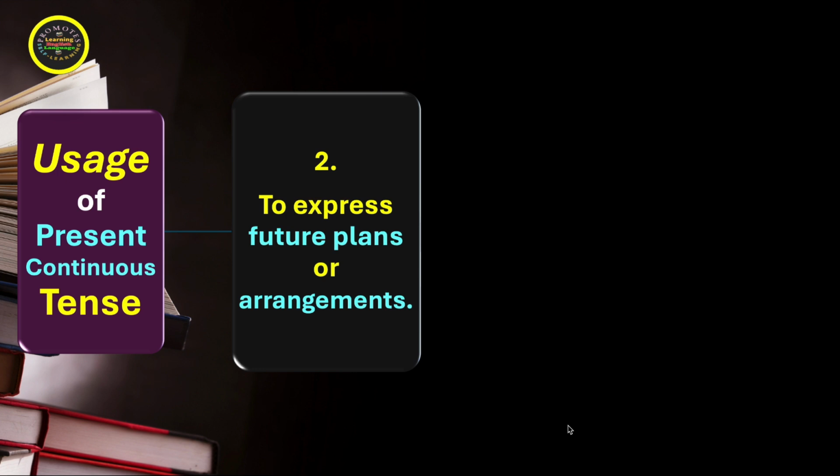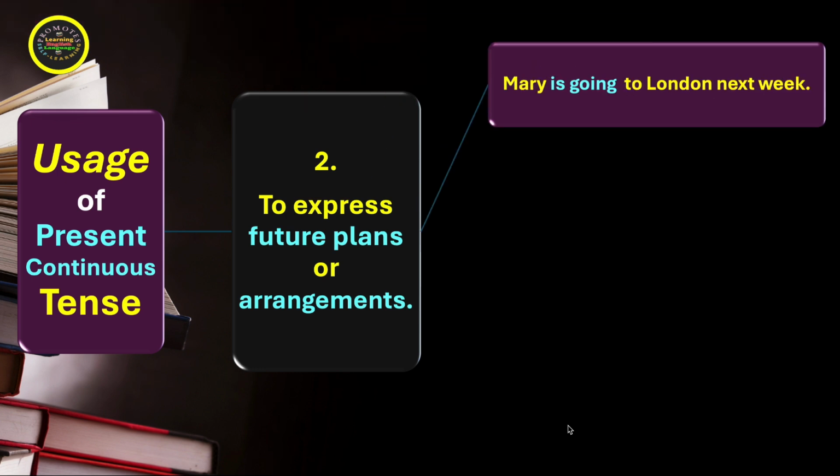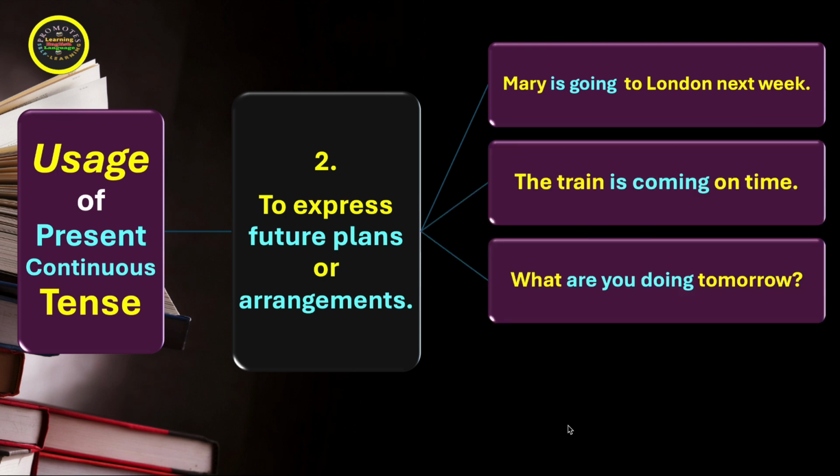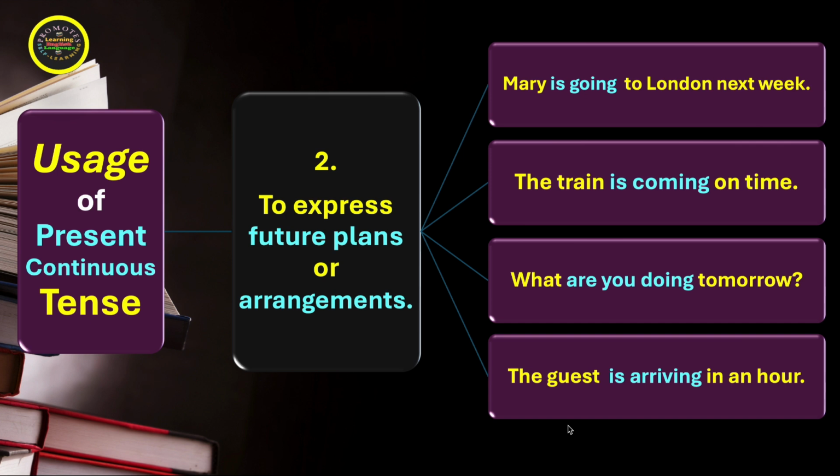We have the next point of usage of present continuous, and the second point is to express future plans or arrangements. Present continuous tense also gives you an idea of what is going to happen in the future. How? Let's see the examples. Mary is going to London next week. The train is coming on time. What are you doing tomorrow? The guest is arriving in an hour.